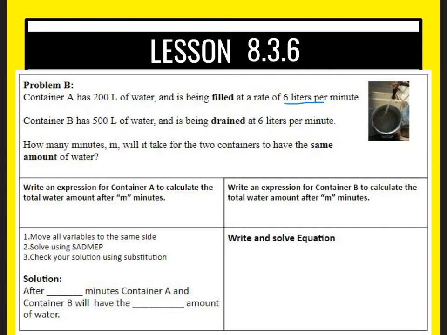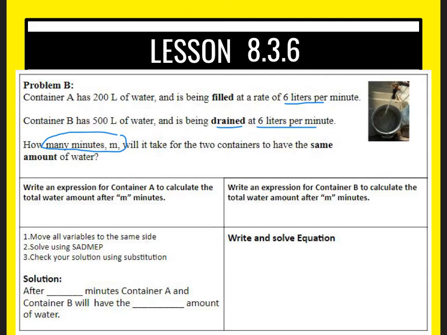Then I have another container that's starting at 500 liters of water, but it's being drained. So I'm losing water, right, at 6 liters per minute. So after how many minutes, so there's my variable, M or X if you want to call it, will it take for the two containers to have the exact same amount of water?